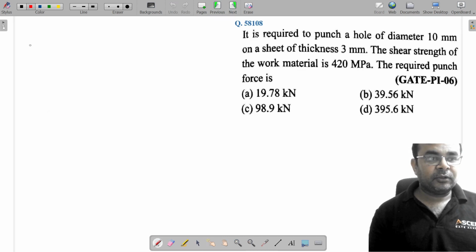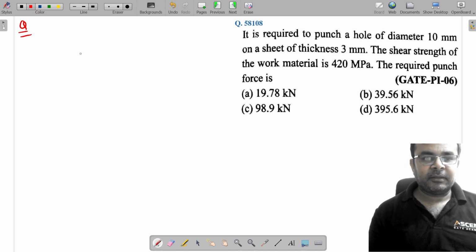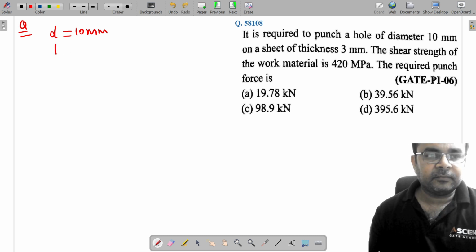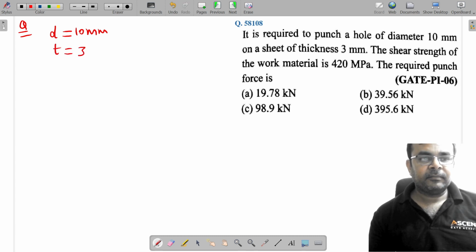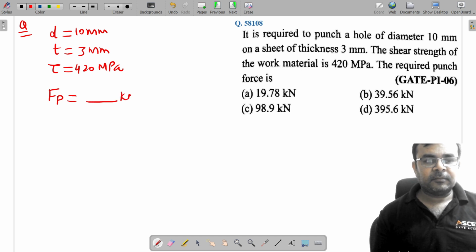Okay, so let's see another question. It is required to punch a hole of diameter 10 mm on a sheet of thickness 3 mm. So once again, the diameter is given, that is 10 mm, and the sheet thickness, that is T, is also given here. This is 3 mm. The shear strength is already given here, that is 420 megapascal. The required punch force, here we need to calculate in kilonewton.